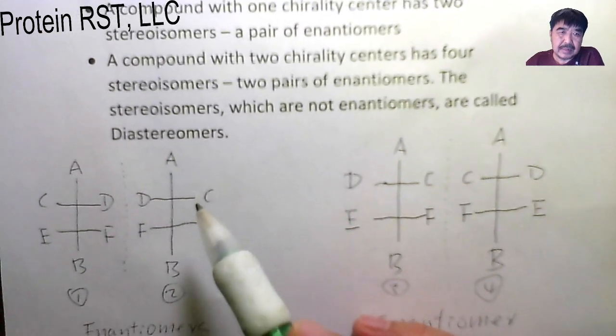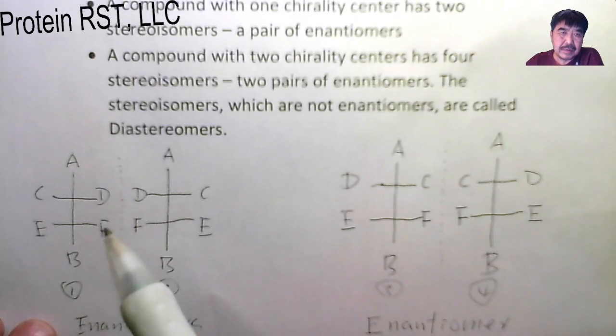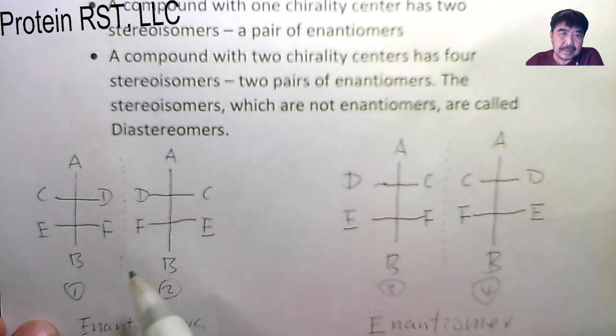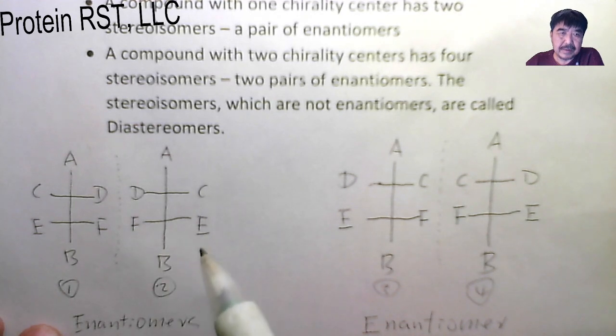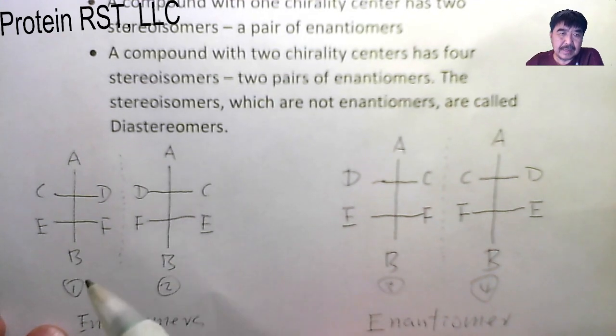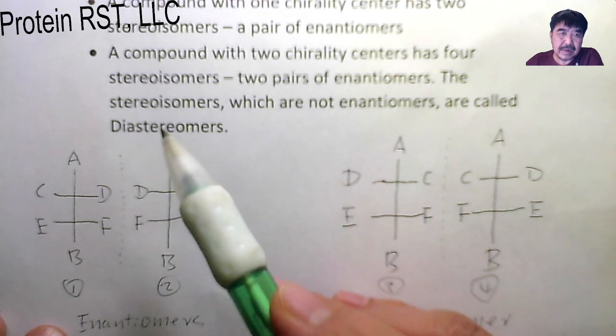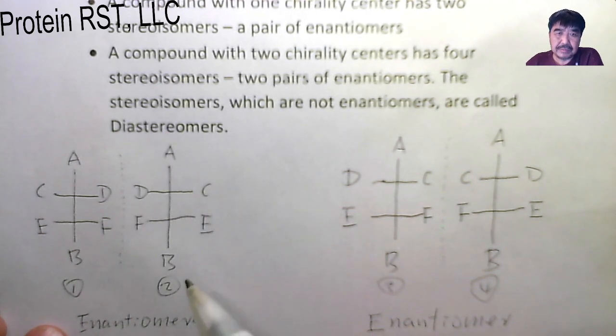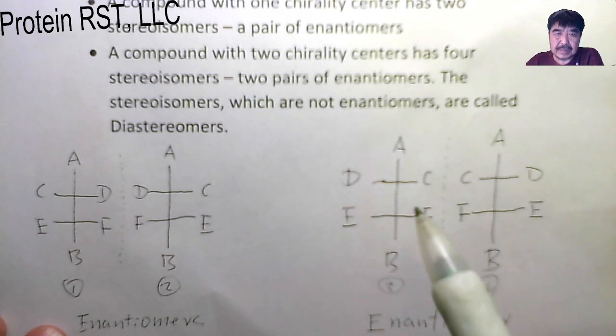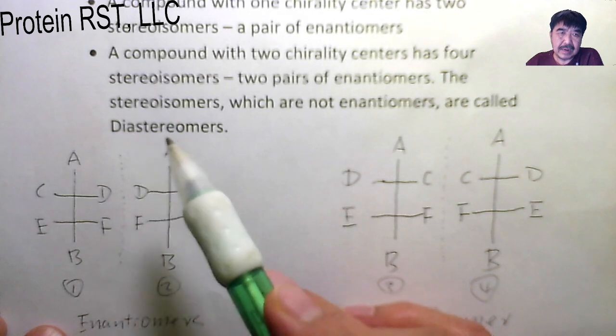Here, the compound has two chirality centers, so it has two pairs of enantiomers: 1 and 2 are enantiomers, and 3 and 4 are enantiomers. In this scheme, 1 and 3 are not enantiomers; they are called diastereomers. Likewise, 2 and 4, 1 and 4, and 2 and 3 are diastereomers.